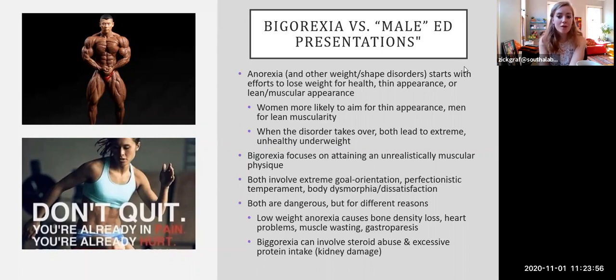So for both men and women, low weight anorexia causes bone density loss, it causes heart problems, it causes digestive problems, it causes muscle wasting. Whereas bigorexia involves steroid abuse and can cause things like kidney damage from excessive protein intake, as well as tons of injuries from extreme exercise. But both of these disorders, again, I would argue, are more similar than different, and they both involve this really goal-oriented, success-oriented temperament in order to actually achieve the goal of being really, really thin or really, really muscular.